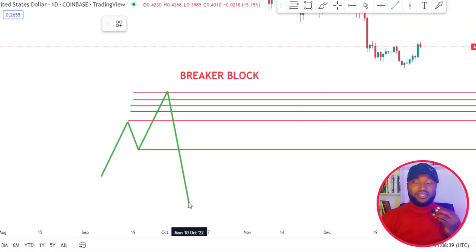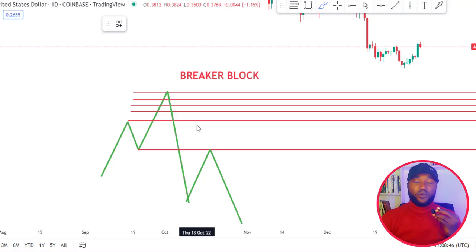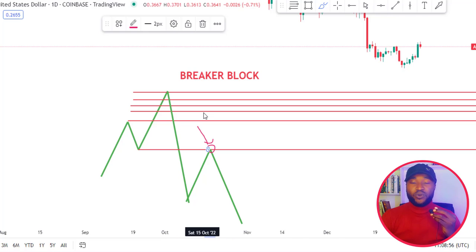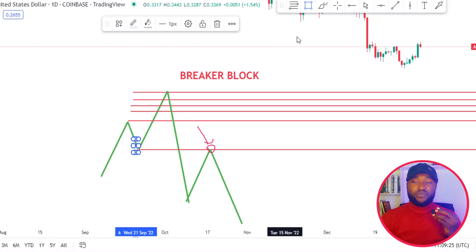We can see it coming back to test this level, and then we can pull our trigger around this level. This is where we have possible trade entry around this level. So this is the concept behind a breaker block. So whenever you see this, you should know that you should be thinking of pulling your trigger around this area. So this is where the breaker block is. What used to be our bullish order block is now a breaker block.